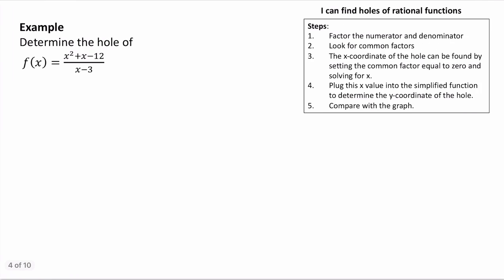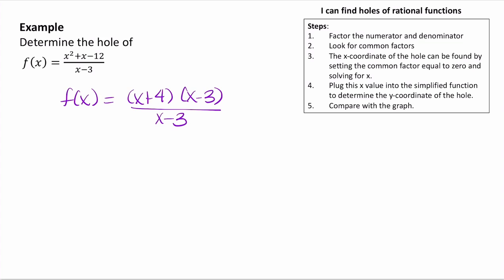So let's determine the hole of f of x equals x squared plus x minus 12 over x minus 3. The first step is to factor this function. So we have f of x equals x plus 4 times x minus 3 over x minus 3. Notice I have this common factor of x minus 3. So I'm going to take that x minus 3 and set it equal to 0 and solve for x. That gives me x equals 3. That will be the x-coordinate of my hole.